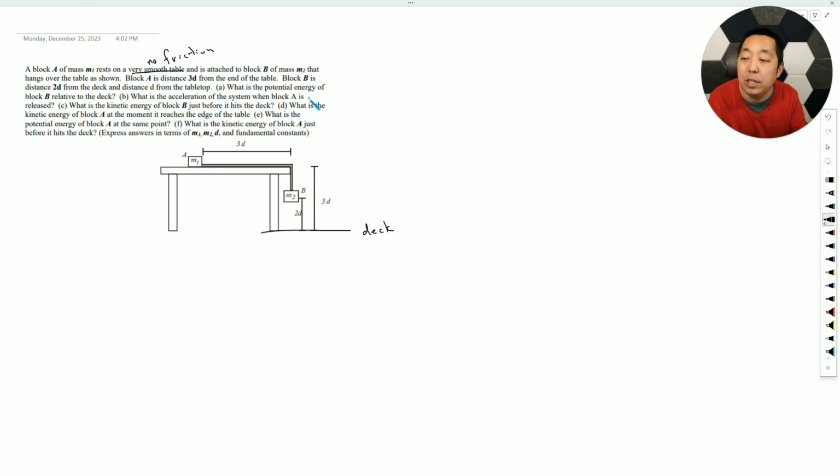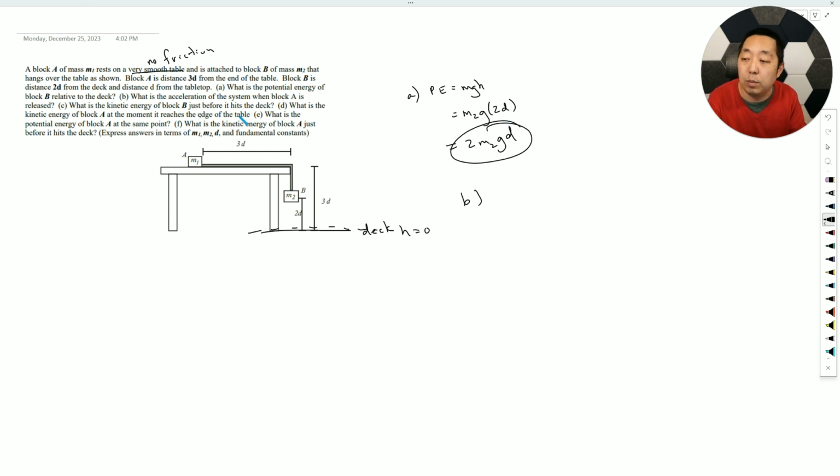Now, what's the potential energy of block B relative to the deck? Right now they're breaking it into pieces. They're asking you to identify the potential energy. When you're calculating potential energy, you always want a reference height. When they say relative to the deck, that means our reference height is h equals 0. Our potential energy is simply mgh when you're near the surface of the planet. For block B, the mass is m2, it's g, and its height above our reference height is 2d. So it would be 2 m2 g d. Okay, so that's part A.